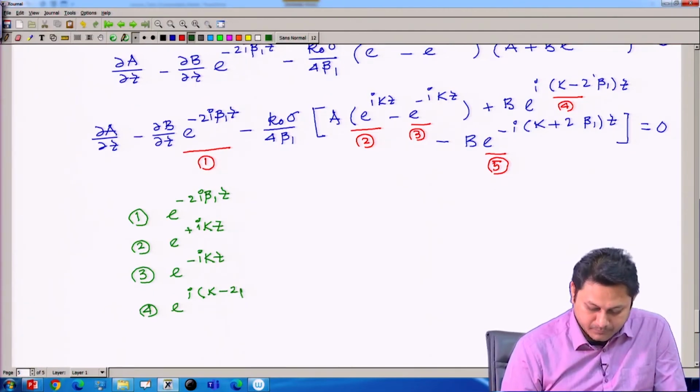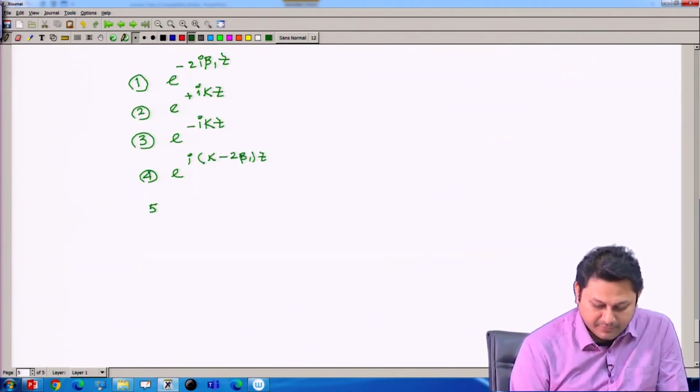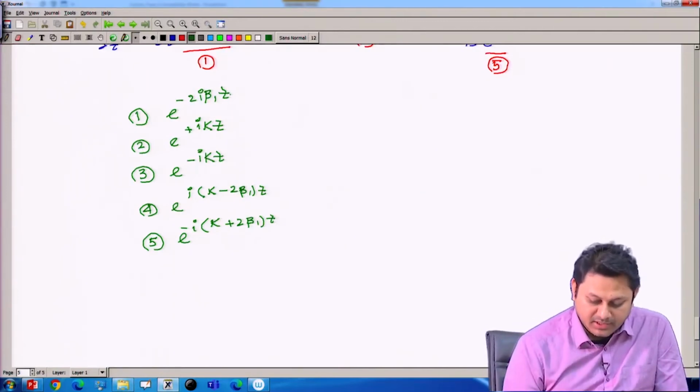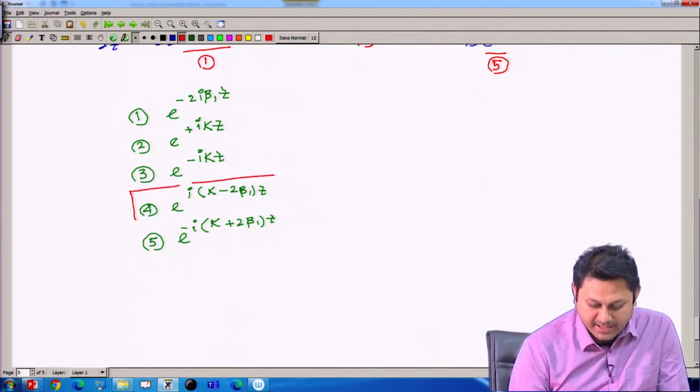So, 2 beta 1 z, and finally, I have a fifth term with e to the power of I with a negative sign kappa, sorry, k plus 2 beta 1 z. Now, you can see among these 5 terms, only this fourth term, which I need to highlight, will vary slowly and the other terms will vary very rapidly.